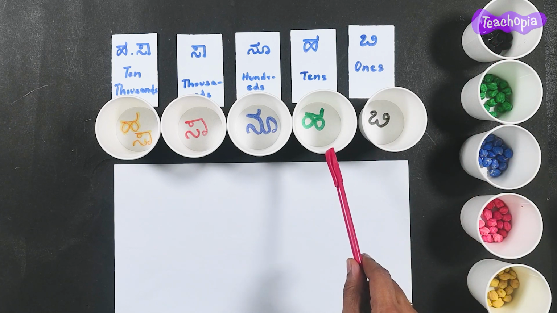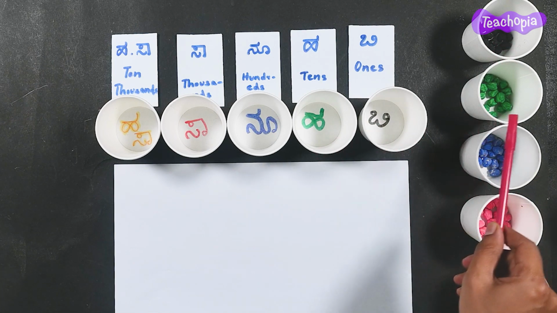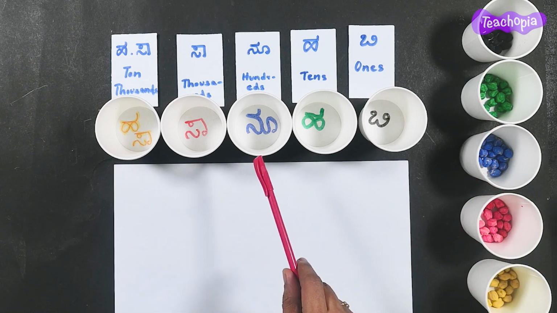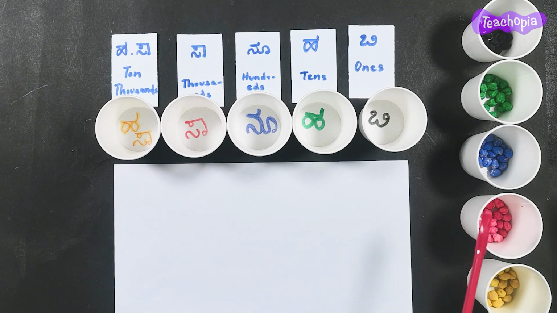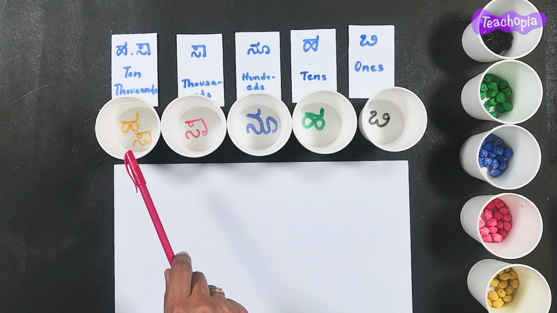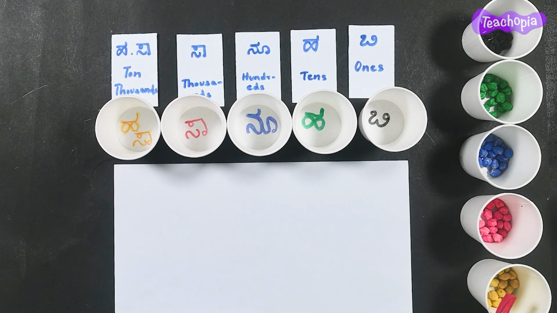Similarly, to represent tens, we use green colored grains. To represent hundreds, we use blue colored grains. To represent thousands, we use pink colored grains. To represent 10,000s, we use yellow colored grains.